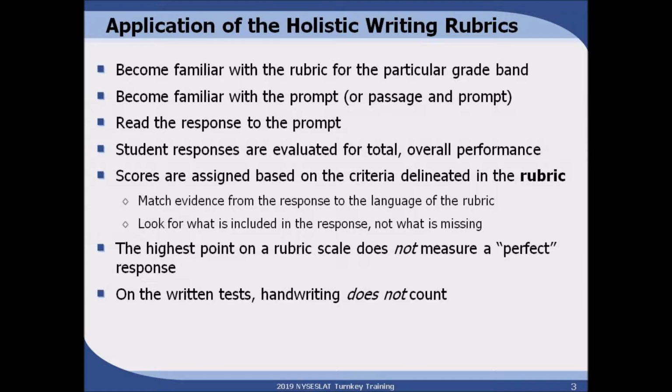Evaluate the response for total overall performance based on the criteria delineated in the rubric. Match the evidence from the response to the language of the rubric. Look for what is included in the response, not what is missing. Keep in mind that the highest score point on the rubric scale does not measure a perfect response. When you are scoring responses, you will see a range of responses for each rubric score point, including the highest or 4 score point. On the written tests, handwriting does not count in scoring.